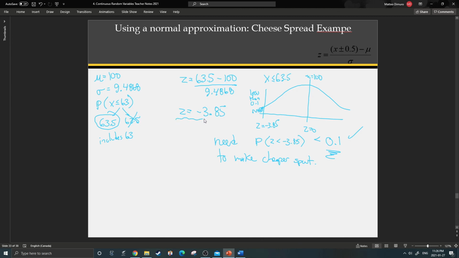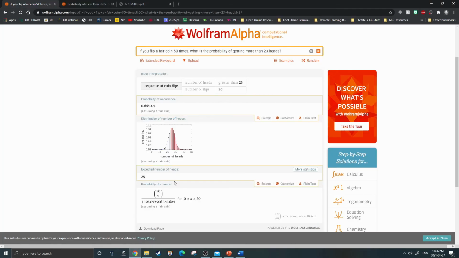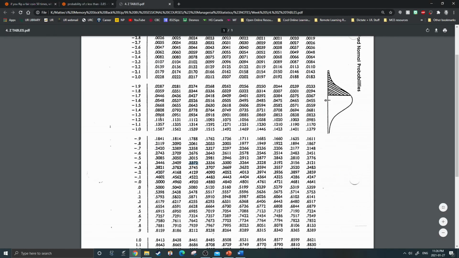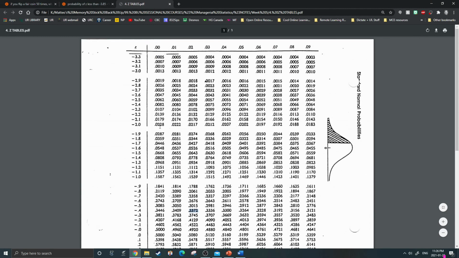You need to go look up this value on your table. Now, some of you may have started doing that, so let's take a look. Where's that table? Here it is. So, negative 3.85. Well, our table only goes to negative 3.39. And look, what's happening to the probabilities? It's tiny, right?